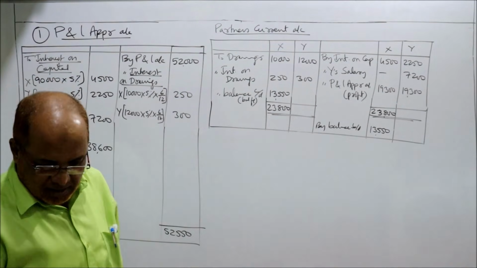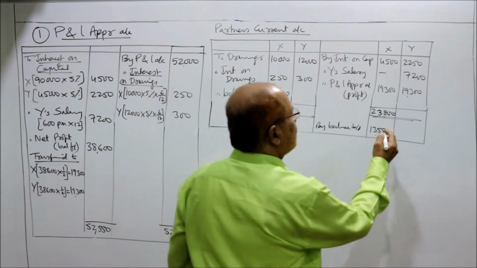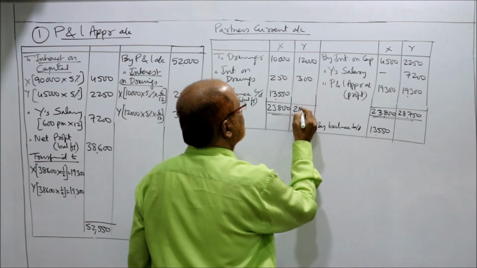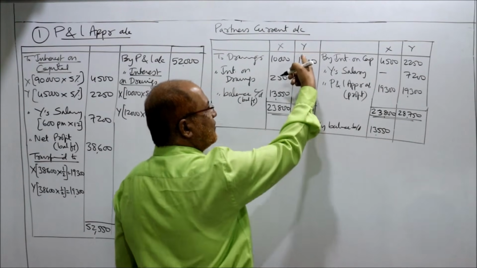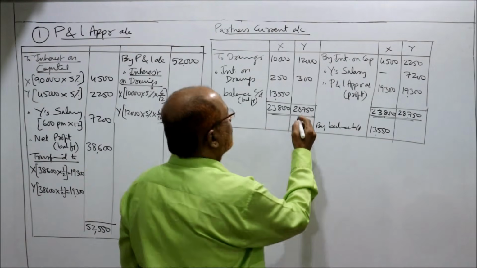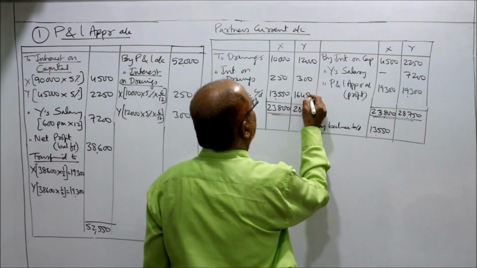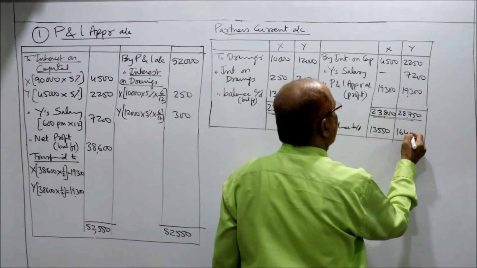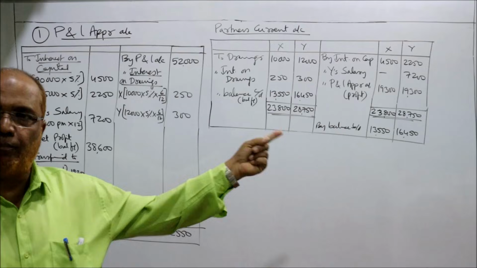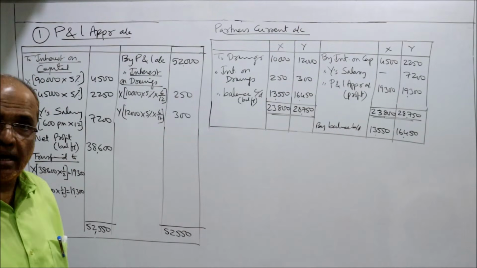Similarly, Y's current account credit side 28,750. Here also 28,750. From 28,750 subtract 12,300. You will get 16,450. That's it. So we have prepared P&L appropriation account, we have prepared partners current account.